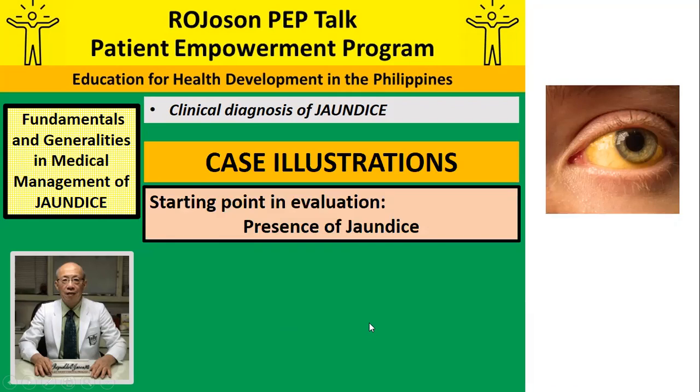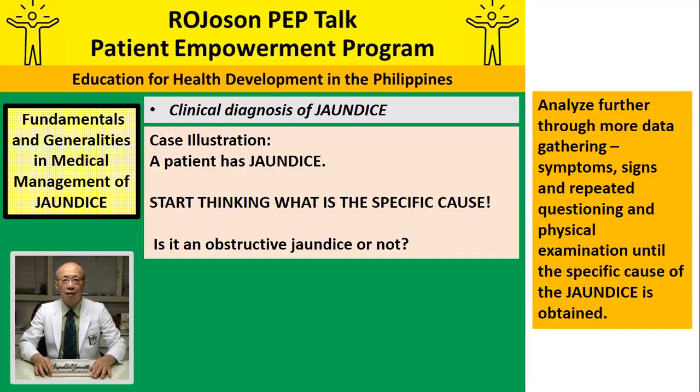So some case illustrations. Starting point, presence of jaundice. So once you have a patient with jaundice, start thinking, what is the specific cause? Is it obstructive jaundice or not? Okay. So with the signs and symptoms, we analyze further all this data until we get to a specific cause of the jaundice.